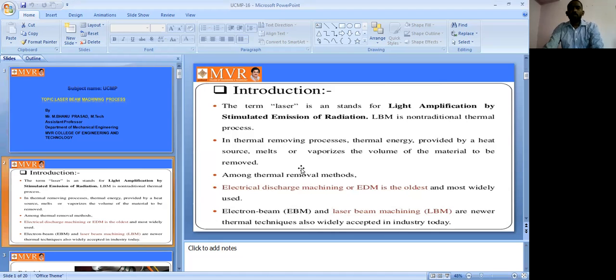It is one of the thermal removal processes. The thermal energy is provided by a heat source. By using this heat source, we can melt and vaporize the volume of metal to be removed. So this process we call the laser beam machining process. Laser beam machining is one of the thermal metal removal processes.